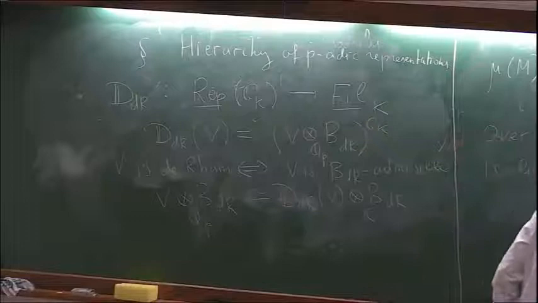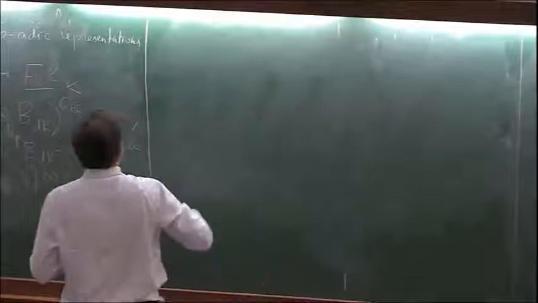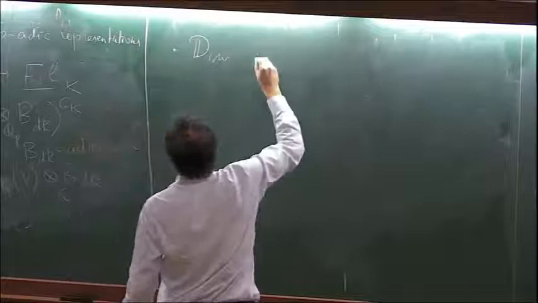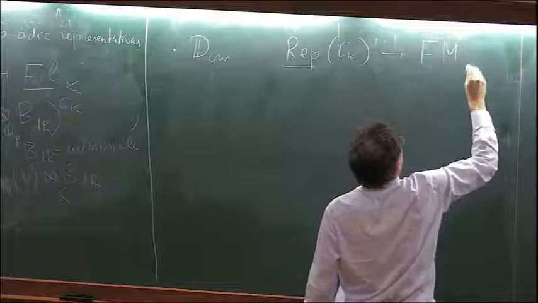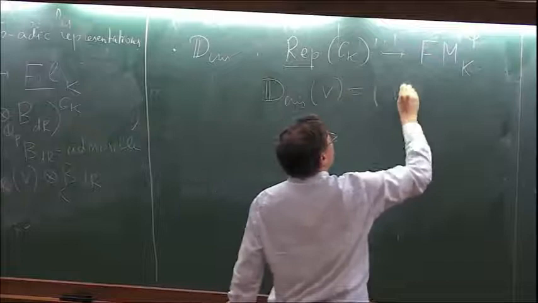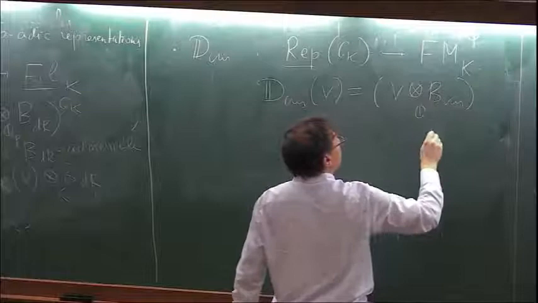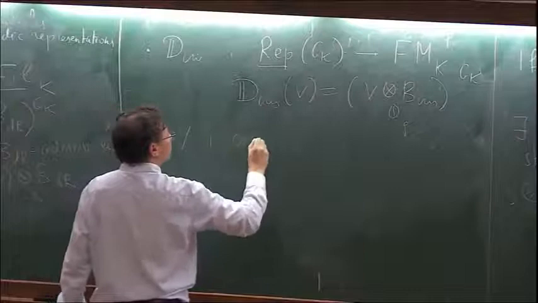So we will say that V is a de Rham representation if and only if it is B-dR admissible. And in this case, we have an isomorphism between V tensor B-dR over Q_p and D-dR(V) tensor B-dR over K. But if you know D-dR, we cannot reconstruct V from this isomorphism.